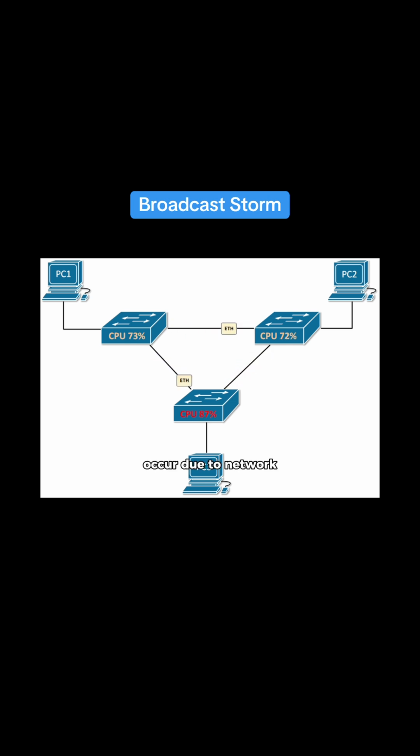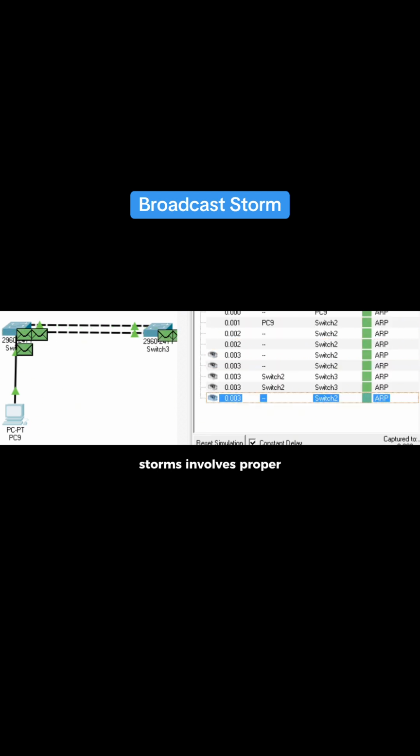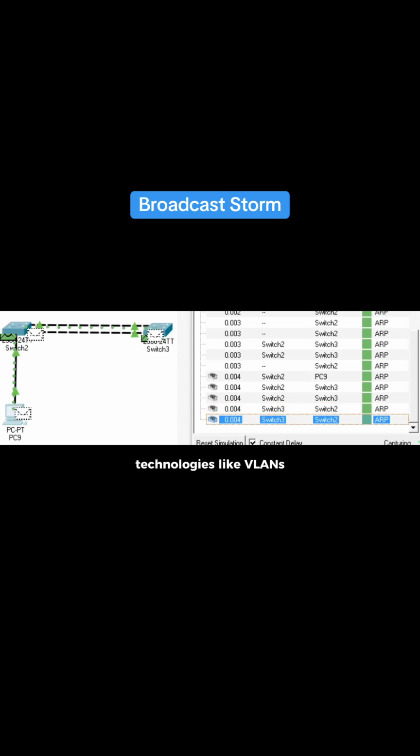Broadcast storms can occur due to network misconfigurations, faulty hardware, or malicious attacks. They can cripple a network, causing significant disruptions in communication and services. Preventing broadcast storms involves proper network design using technologies like VLANs, virtual local area networks.